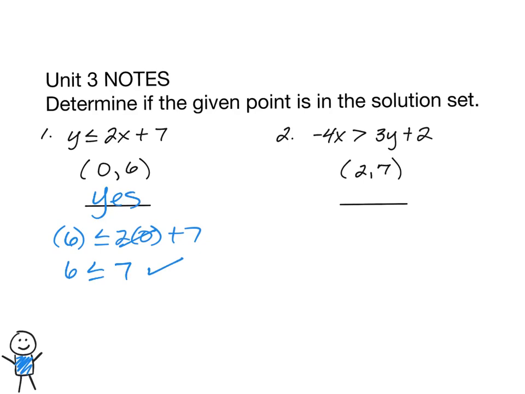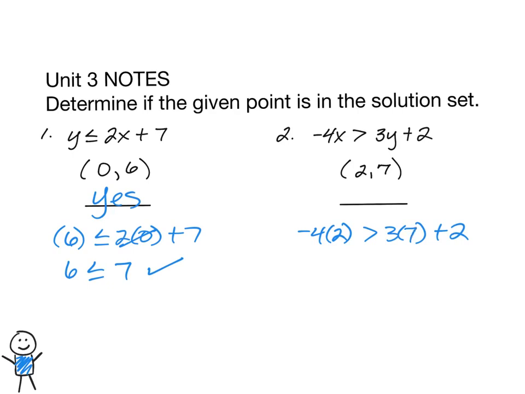Number 2, let's do the same thing. We're going to do negative 4 times parentheses greater than 3 times parentheses plus 2. In place of my x value, I'm going to plug in the x value of my point, which was a 2. And in place of the y value, I'm going to plug in the y value of my point, which in this case was a 7.